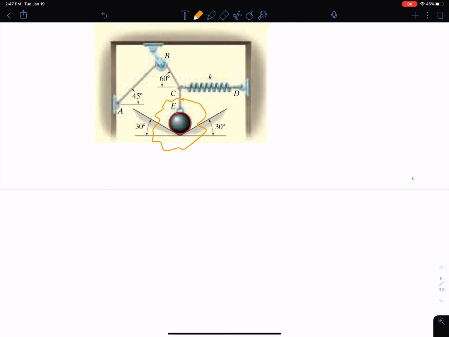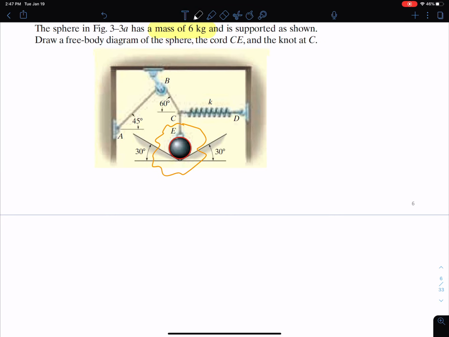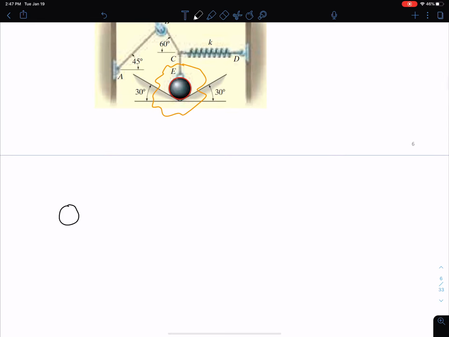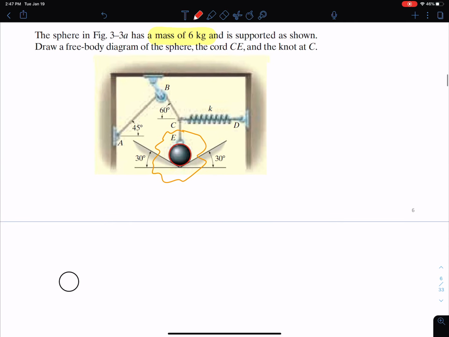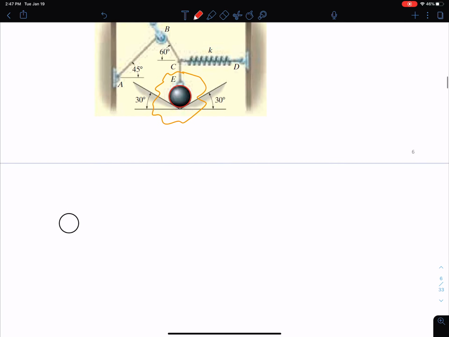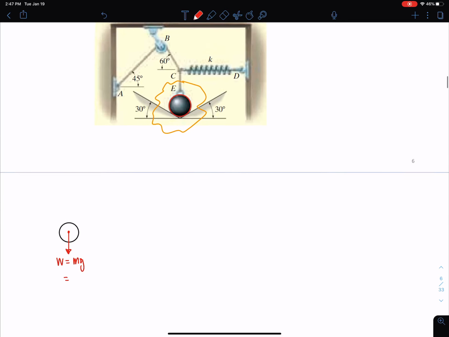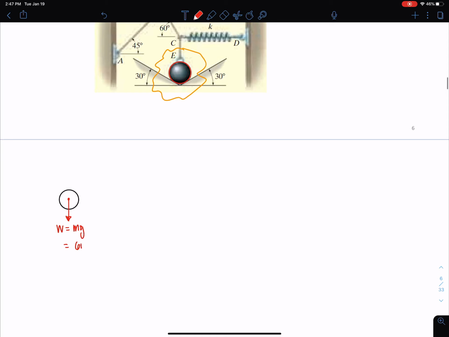And you want to say, now that I've made this little cut, this little environment of the sphere, what forces are directly acting on the sphere? So I'm going to come over here, redraw my sphere, and start. The first thing I know is the sphere has a mass of 6 kilograms, right? So I know I'm going to have this force due to gravity, this weight, which is equal to mg. In this case, W equals mg is 6 kilograms times 9.81 meters per second squared.